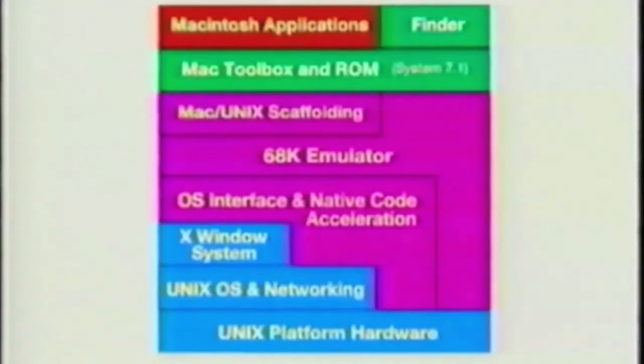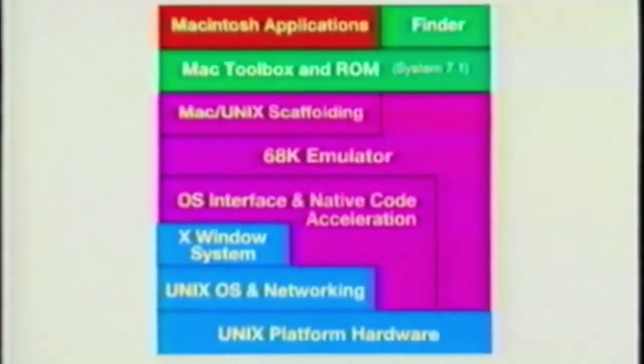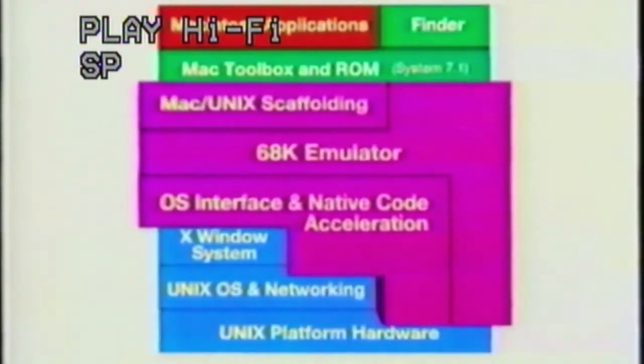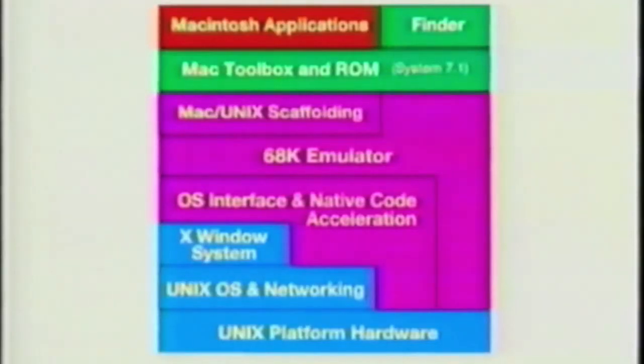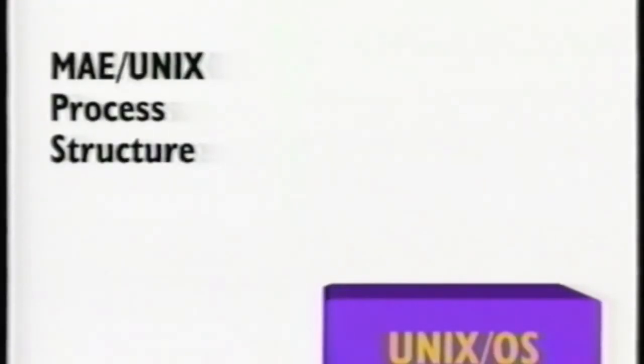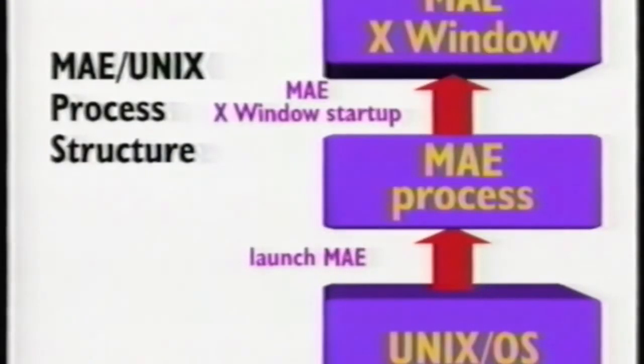To understand how MAE works, we have to take a look inside the system. Here's an overview of the MAE system architecture. The foundation of the system is provided by a supported workstation and the MAE system elements that interact directly with the workstation hardware and Unix operating system. To the operating system, MAE looks like any other X window application. Launching it involves starting a Unix process called, you guessed it, MAE, that provides the Macintosh look and feel.